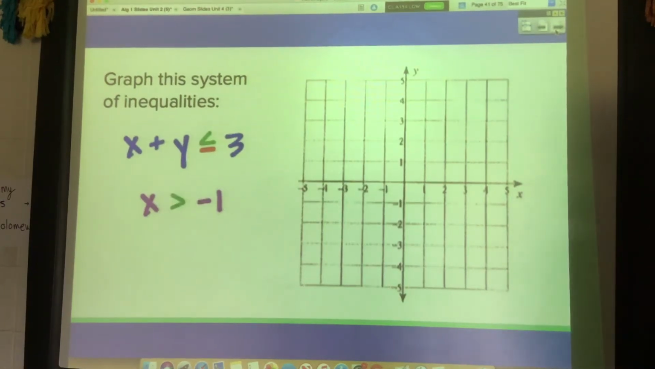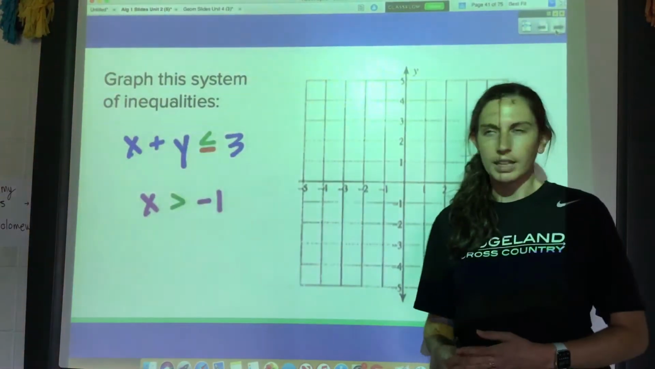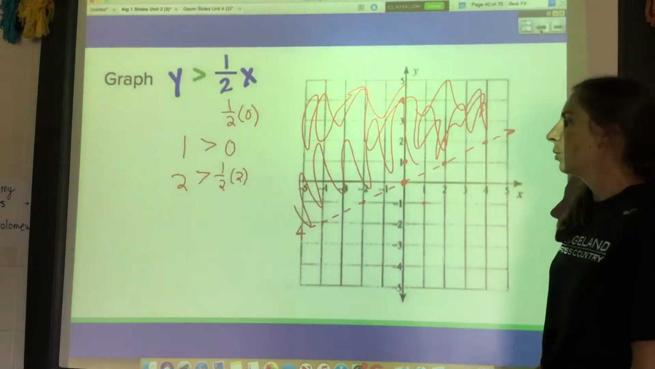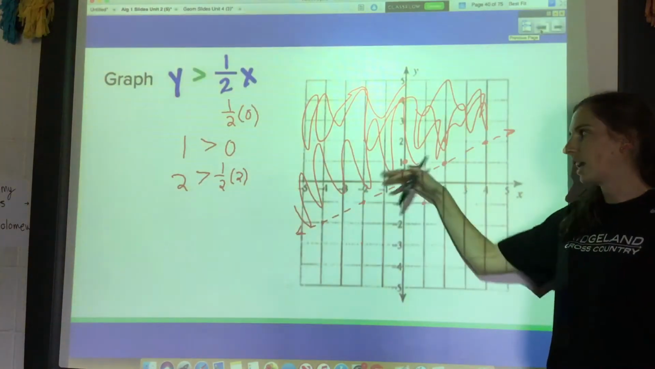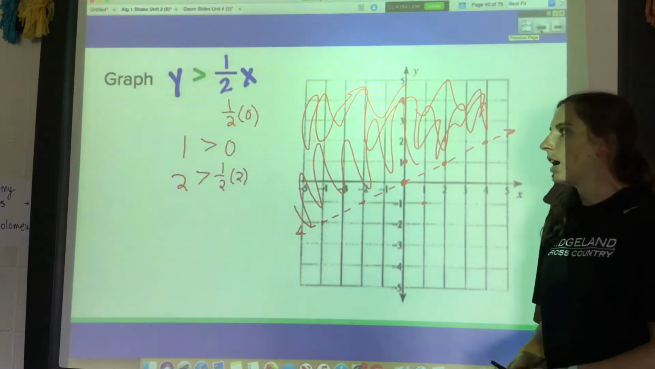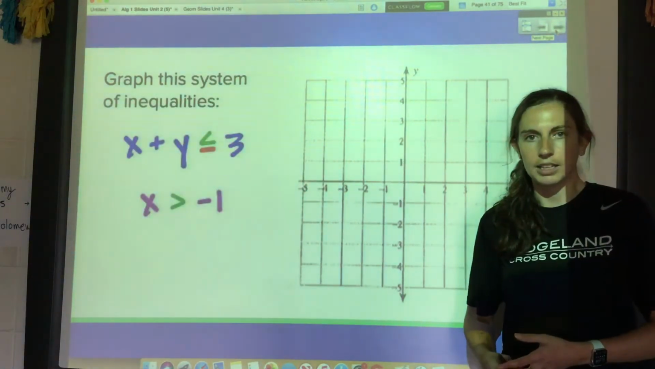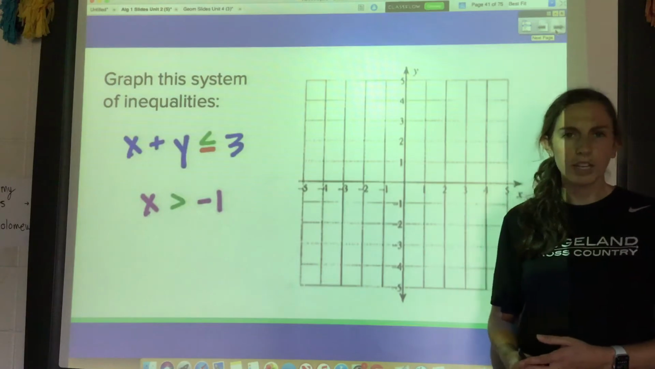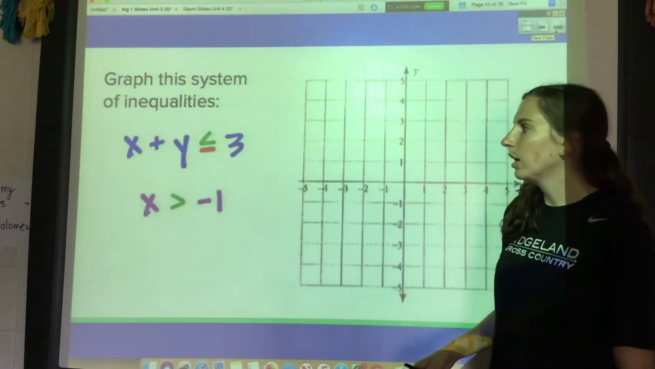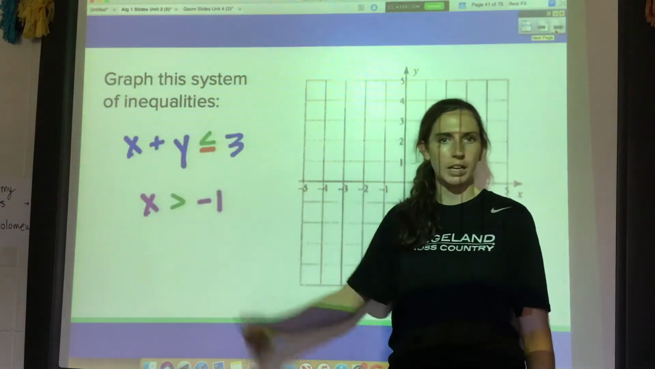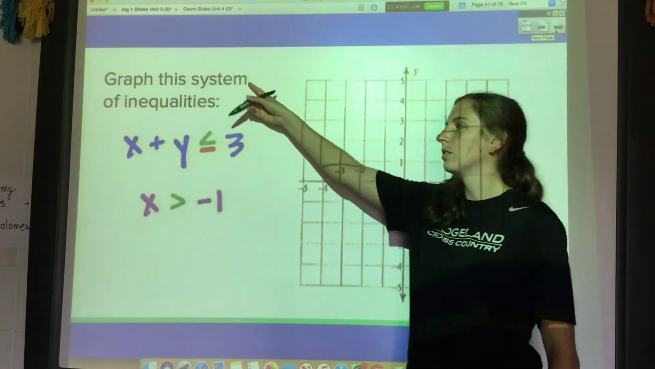So in the last video we talked about graphing inequalities like this one, where you have a dashed or solid line and then you shade above or below. In this video we're going to talk about systems of inequalities. Just like systems of equations, a system of inequalities is multiple inequalities. That's all a system means, having more than one.